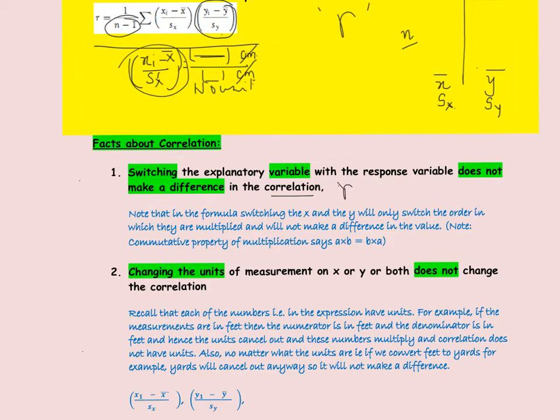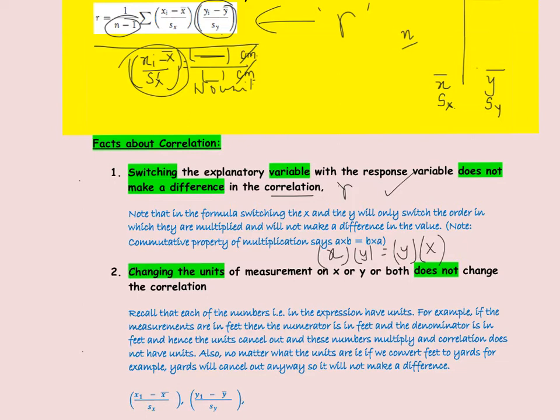So we look at the formula. If you look at the formula, once again, just look at the same formula. Would it make any difference if I switched the x's with the y's? Notice that the only difference is that you're going to be multiplying two numbers in a different order. Basically, instead of multiplying the data related to the x's in the first parentheses with data related to the y's in the second parentheses, you will be going y's times x's. So we know that multiplying numbers in a different order will not make any difference. So switching the response variable and the explanatory variable does not make any difference in the correlation coefficient R.